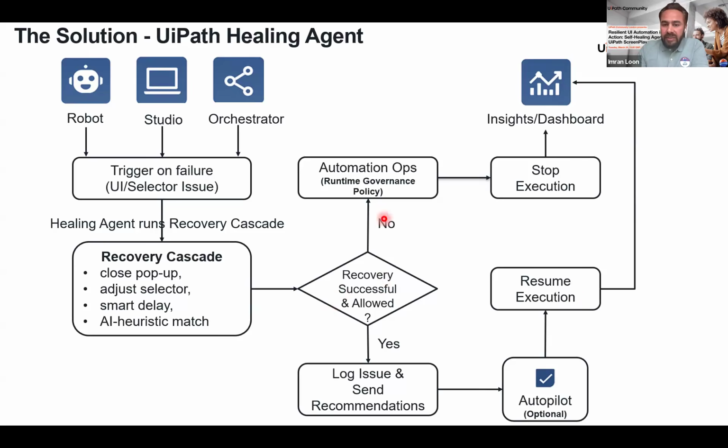If the recovery is not successful, it will stop the execution. We have a scenario in one of the demos where the recovery is not successful. So again, from the governance point of view, automation is off by default because it's part of our Automation Cloud. Healing agents work with Automation Cloud. It works with the modern activities. Each and every activity, or whatever healing has been done by the healing agent, is recorded. The logs are generated. We will see that in the coming slides.